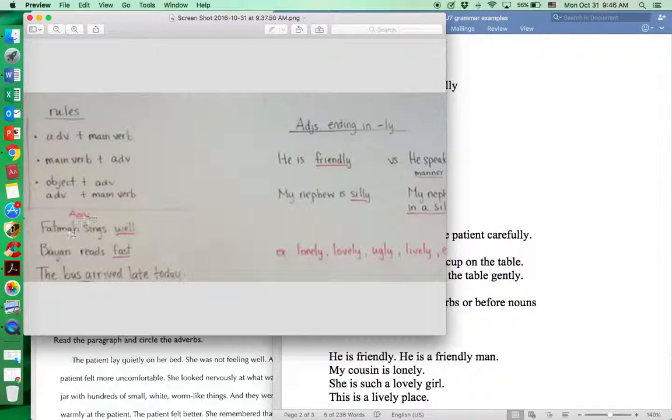Here are a couple examples. Fatima sings well. Here's our main verb, sings. We got our subject, our verb, and here's our adverb describing how she sings. Bayan reads fast. Here's our subject, Bayan reads, our main verb, and fast. Right? These are our two irregular adverbs that are very important to remember. We're describing how she reads. She reads quickly. She reads fast. Here we have the bus arrived late today. Late is also an adverb. So the bus arrived. How did it arrive? It arrived late.